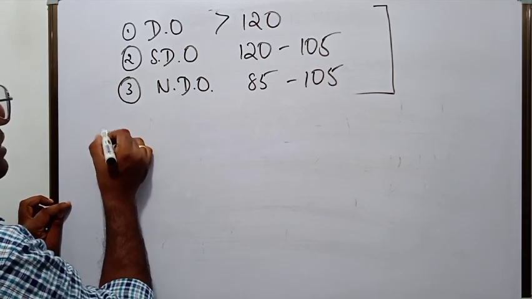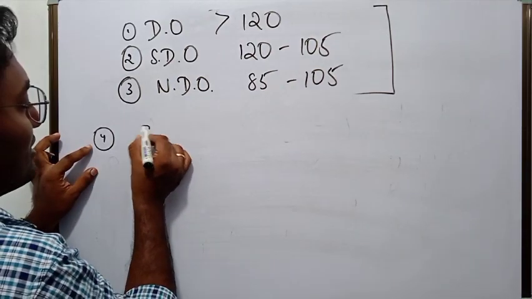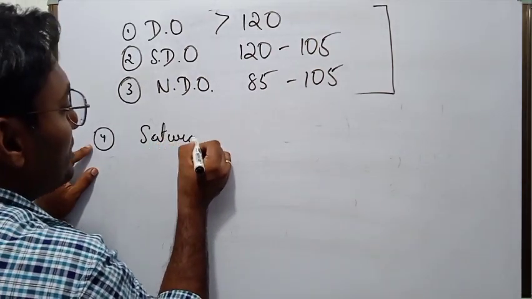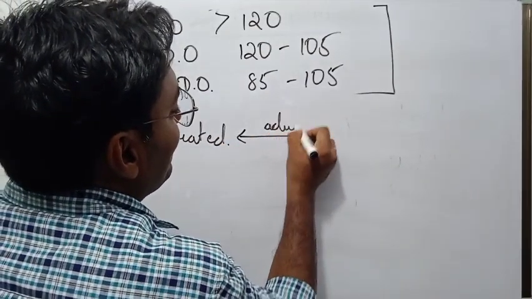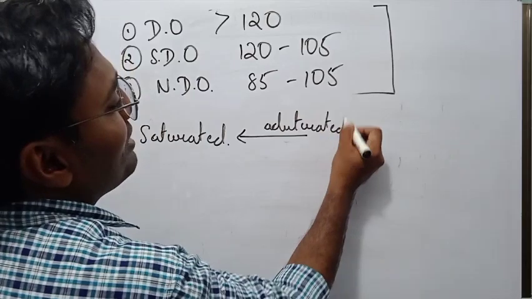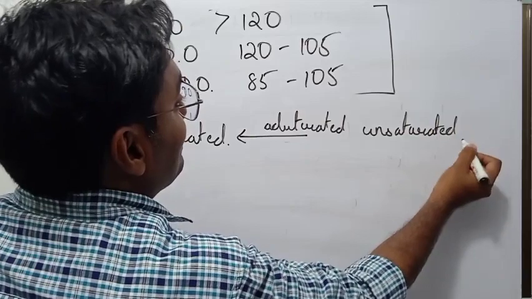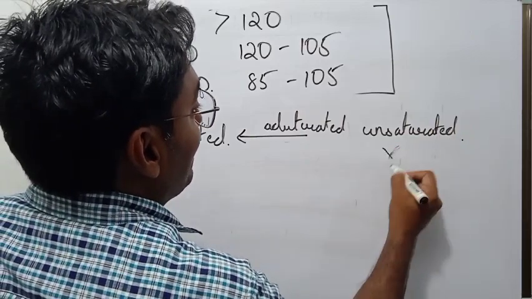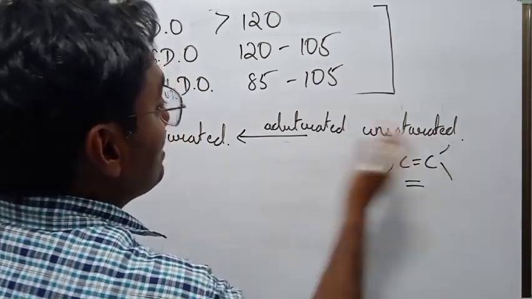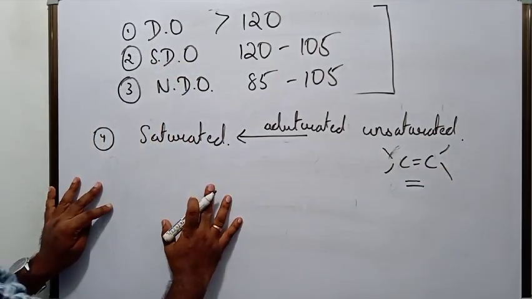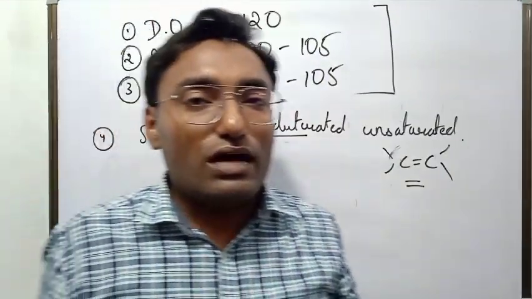The fourth point is that sometimes a saturated fat is purposefully adulterated with unsaturated fat. So you can easily find out whether it is adulterated with carbon-carbon double bond fats, and if it is so, how much is the amount. So there are 4 applications of iodine number.